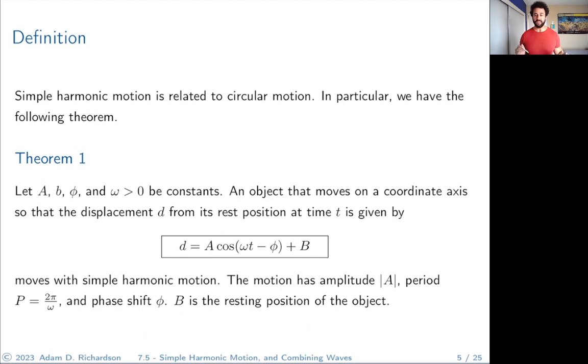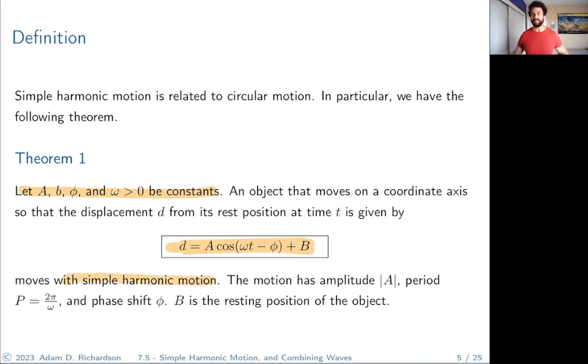But it's this. Let A, B, phi, and omega be constants with omega greater than 0. Then an object that moves on a coordinate axis, either the x or the y, whichever axis, so that the displacement d from its rest position at a time t is given by this function, is an object that moves with simple harmonic motion.